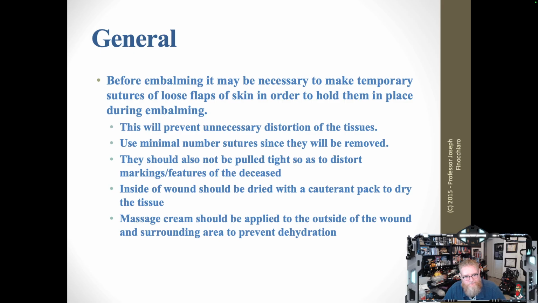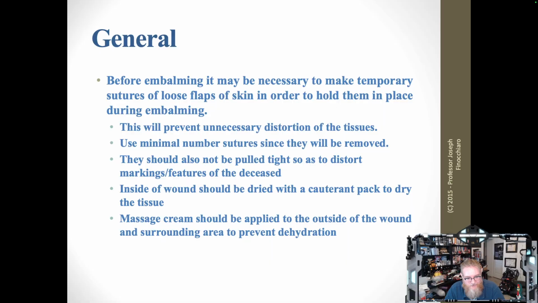So in general, before embalming, it may be necessary to make temporary sutures of loose flaps of skin in order to hold them in place during embalming. This will prevent unnecessary distortion of the tissues. Use a minimal number of sutures since you're going to be removing them, and the more holes you make, the more leaks you will have. They should not be pulled tight, such as to distort markings or features of the deceased. The goal is to align things and make it look normal to serve as a basis for future restoration.